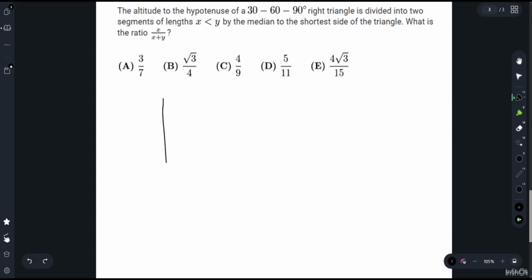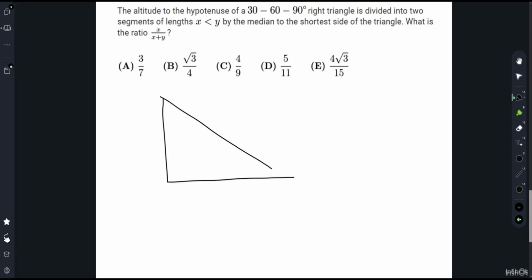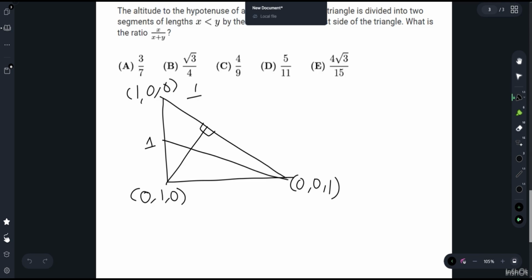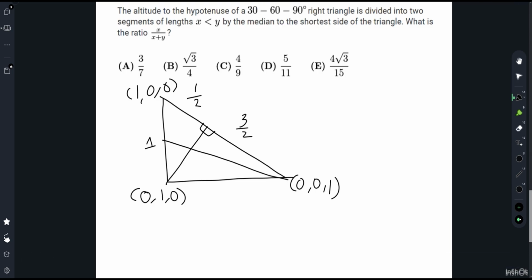So we're going to do this problem with barycentric coordinates. This is how I did the problem on the test. So by barycentric coordinates, let's set this to be 0, 1, 0, 1, 0, 0, 0, 0, 1. Now we know the altitude. Since it's a 30, 60, 90 triangle, this separates the hypotenuse into side lengths 1/2 and 3/2. So this turns this into 3/4, comma 0, comma 1/4. And now the ratio of this, since it's the midpoint, this is just 1/2, comma 0, comma 1/2.